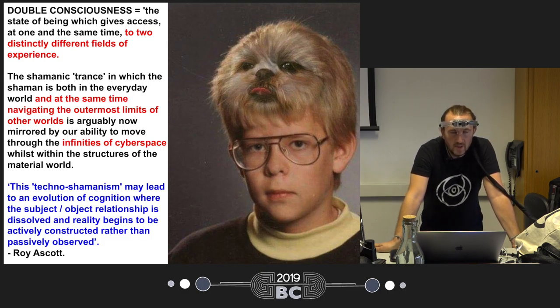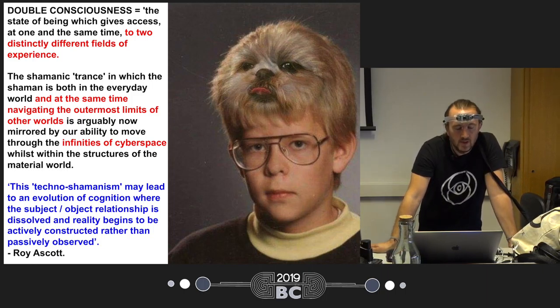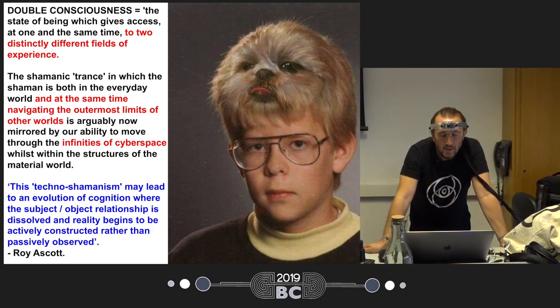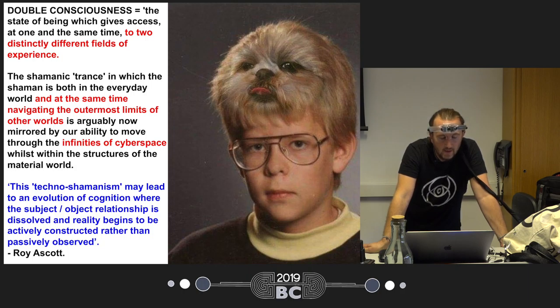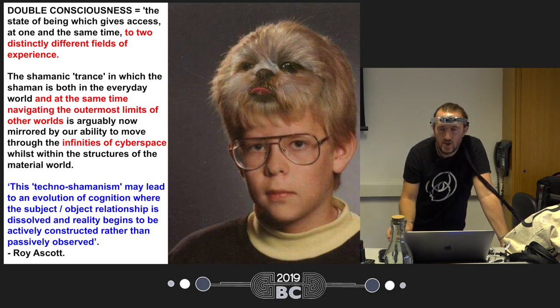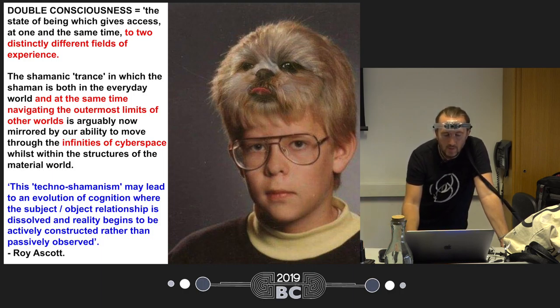So double consciousness is the state of being which gives access at one and the same time to two distinct fields of experience. And we know this obviously from shamanism, when you're in the everyday world, but also navigating the outermost limits of other worlds. And this is arguably being mirrored by the ability to move within VR and cyberspace whilst also being in the physical world. So this techno-shamanism may lead to an evolution of cognition where the subject-object relationship is dissolved and reality begins to be actively constructed rather than passively observed.